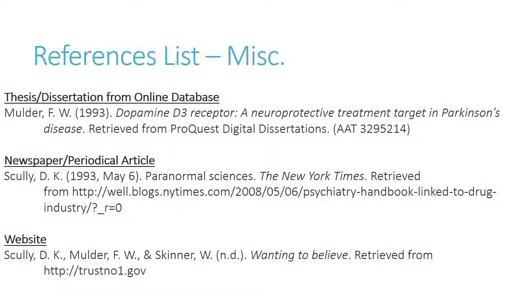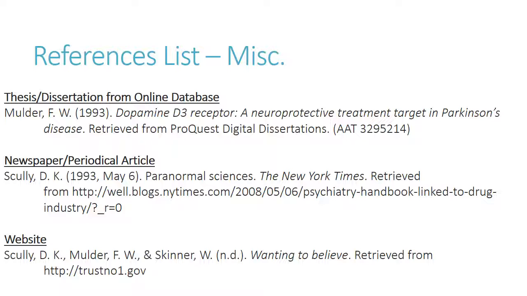Below that, we have a newspaper or a periodic article. We follow the same rules again for authors' names. The difference here is that for the year, we're going to include the date of publication if we have it. If you don't have it, that's okay. You don't have to include it. You could still say Scully DK 1993. But if you do have it, it makes it easier for other researchers to find it.